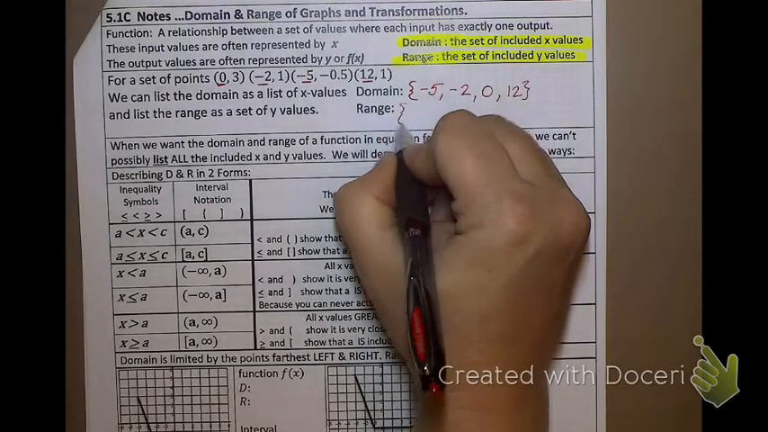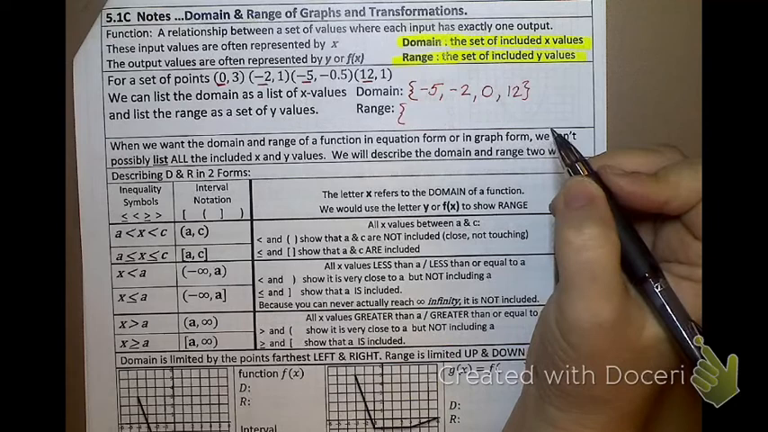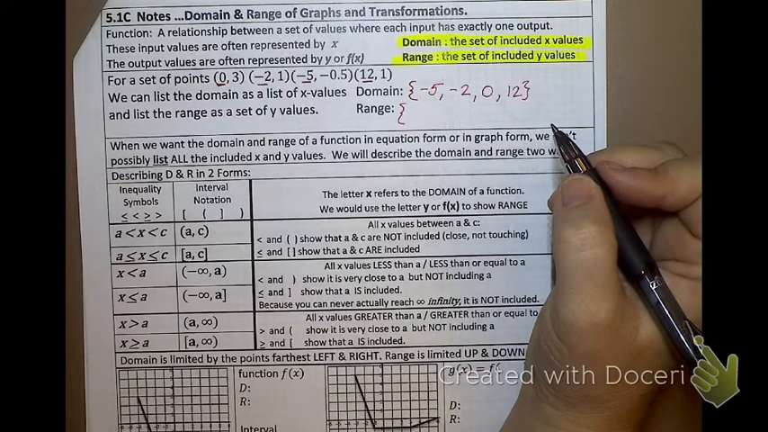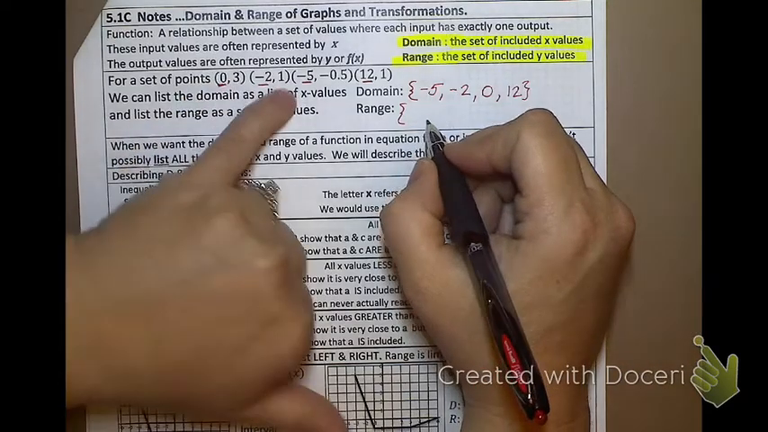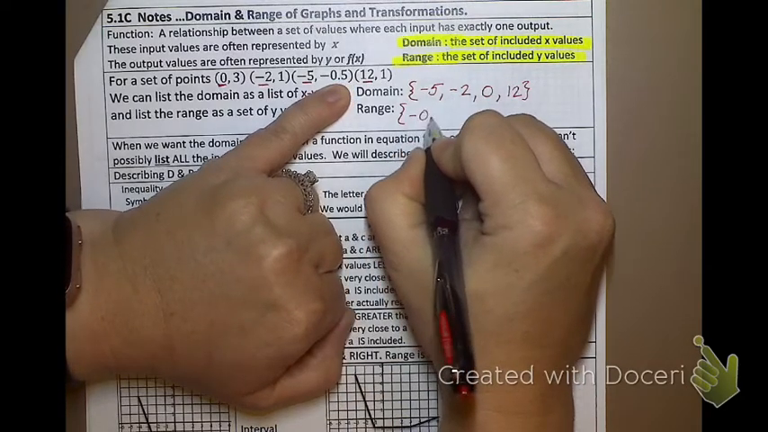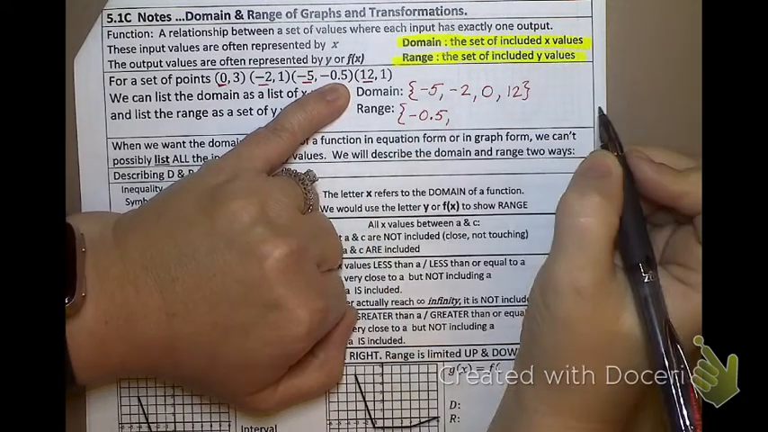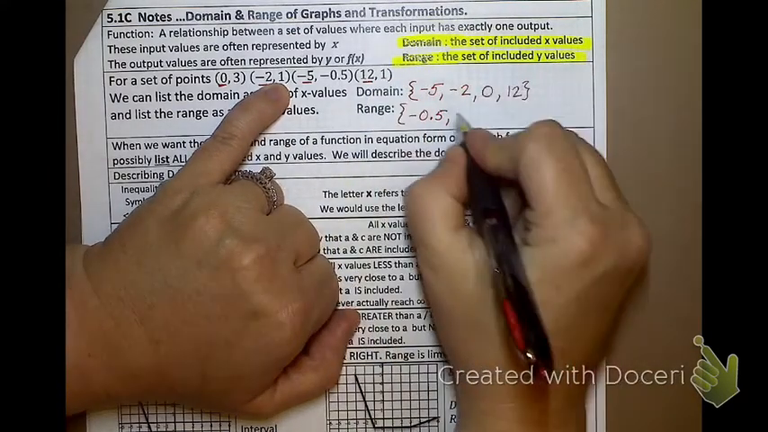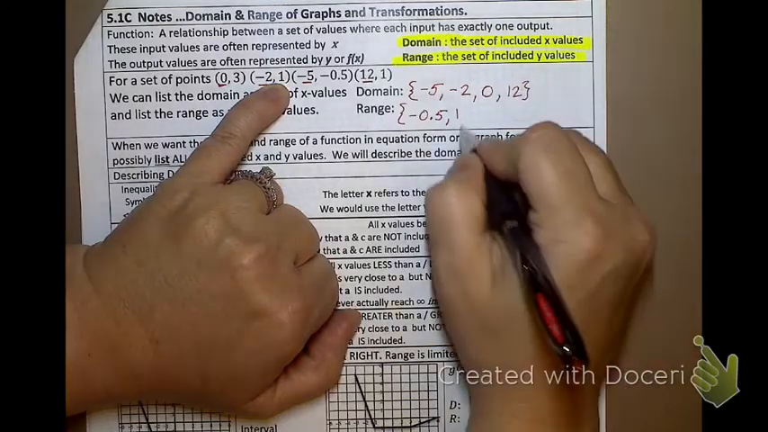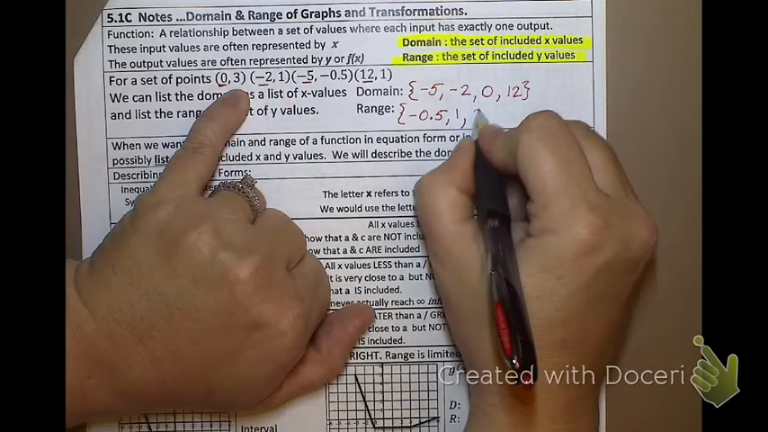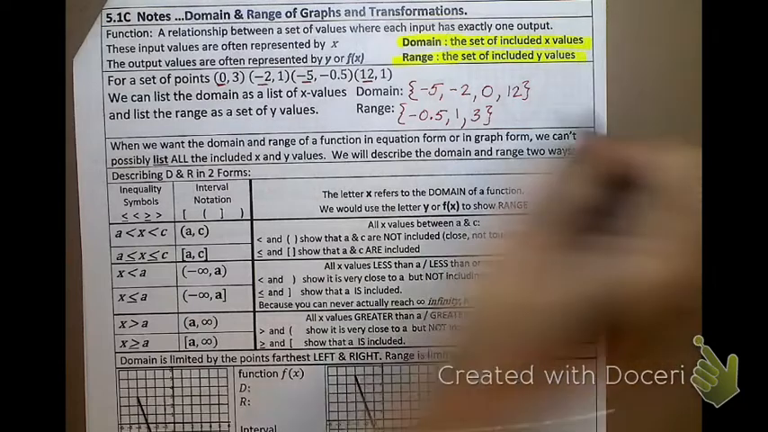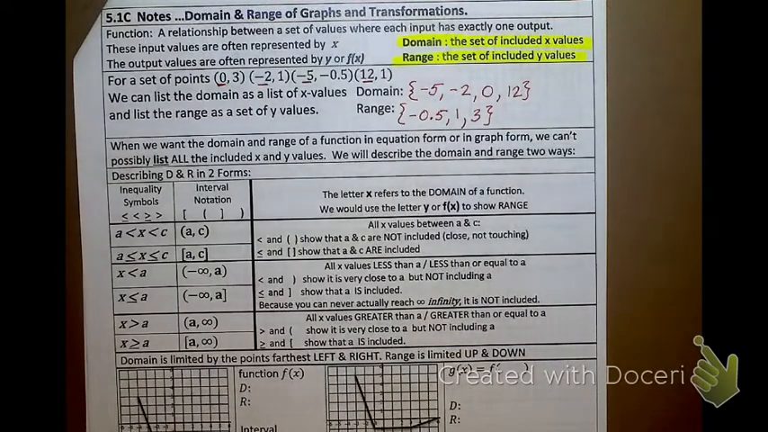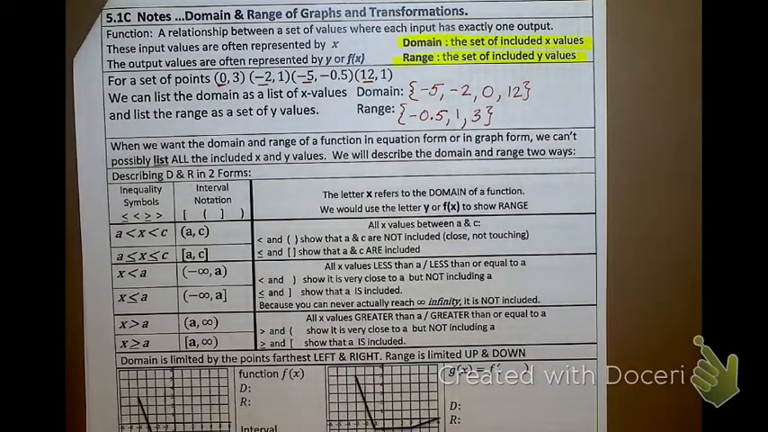Range, what would I do? I would list the y values in order from least to greatest. So what's the smallest y value there? -0.5, because it's the only negative one. And then do you notice that both of these have a 1 as the y value? We only need to list it once. And then a 3. We don't duplicate because we're not trying to show how many times these things happen. We're just trying to show what y values are represented. We're not concerned with how many times they're represented.